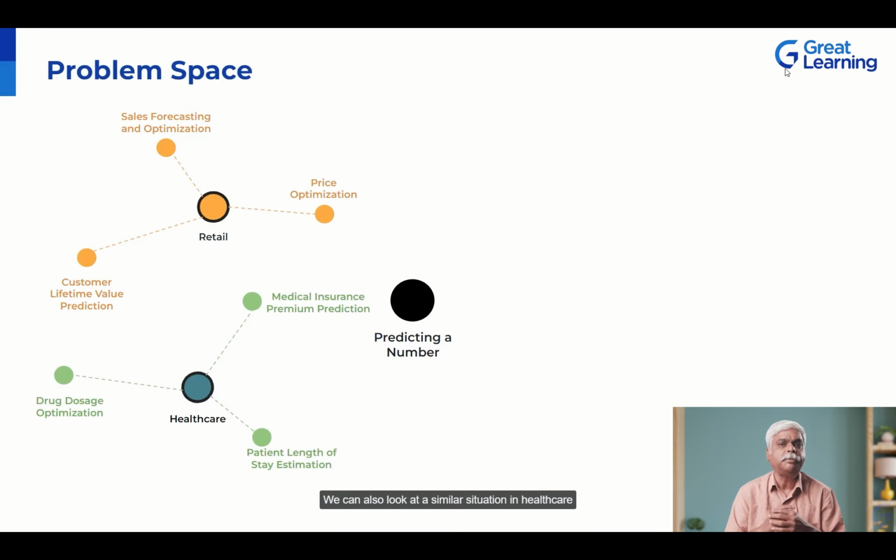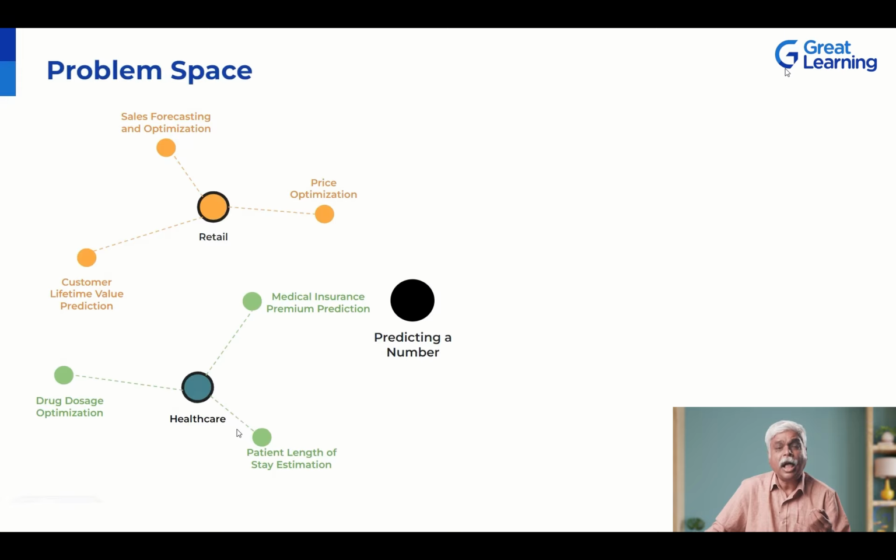We can also look at a similar situation in healthcare, where we might say there are different numbers to look at from a healthcare perspective. We can look at a medical insurance prediction problem. We can look at a drug dosage optimization problem, a patient length of stay estimation problem. Are they related to each other? Yes, they are. If a medication is given sensibly, then the patient's stay can be optimal from the perspective of the hospital as well as from the patient.